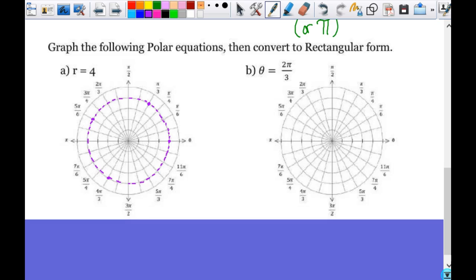Okay? So now we look at this one. Theta is equal to 2 pi thirds. So this is an equation. It's not a point that we're going to plot. So I can go and find my theta. Here's 2 pi thirds. That means theta is 2 pi thirds always for every radius.